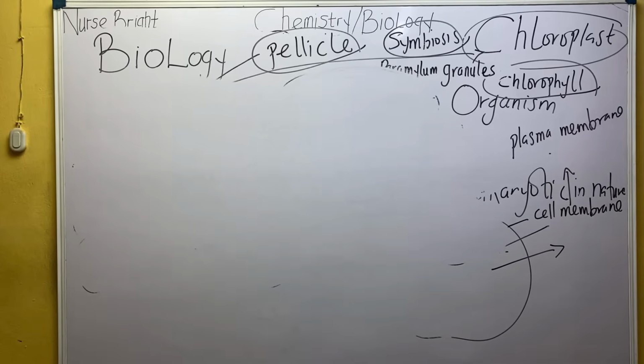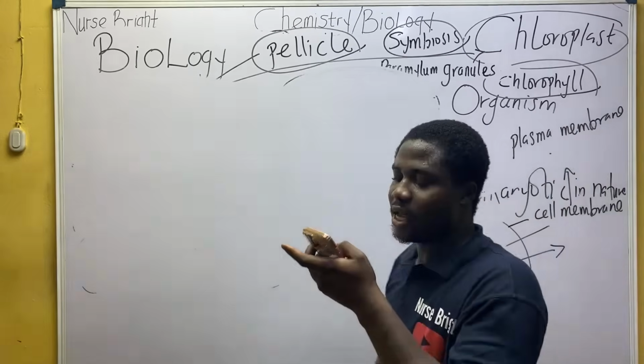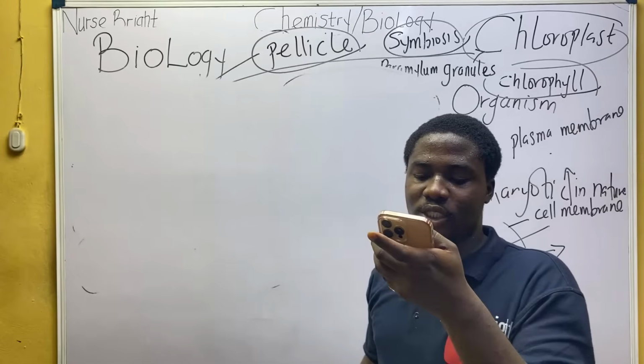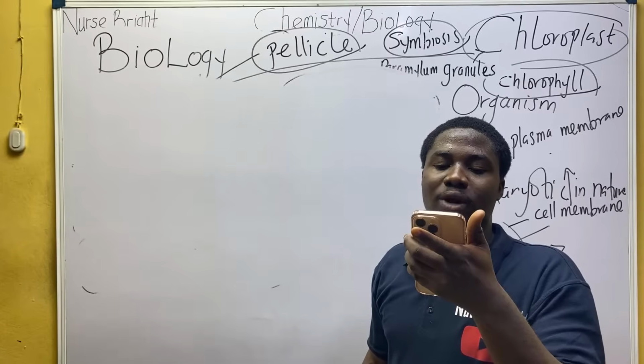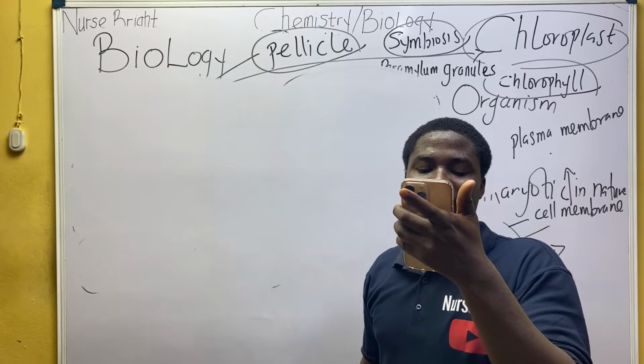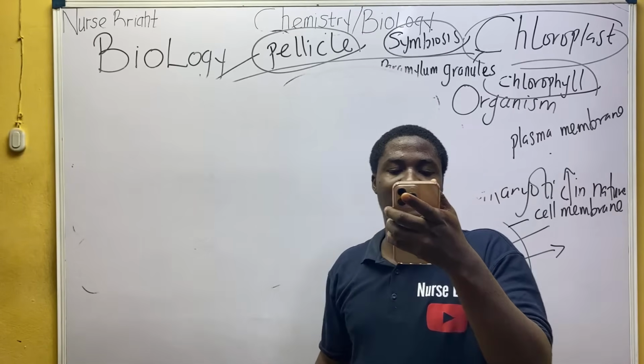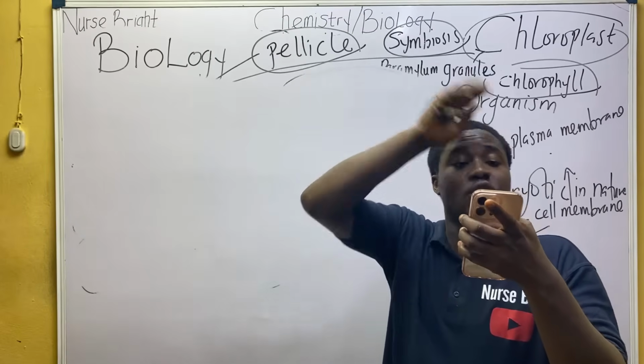Option A says engulfing bacteria. Option B says production of hormones. Option C says transporting urea. And option D says distribution of heat. What is the answer? Because it said which of the following is not a function of mammalian blood.